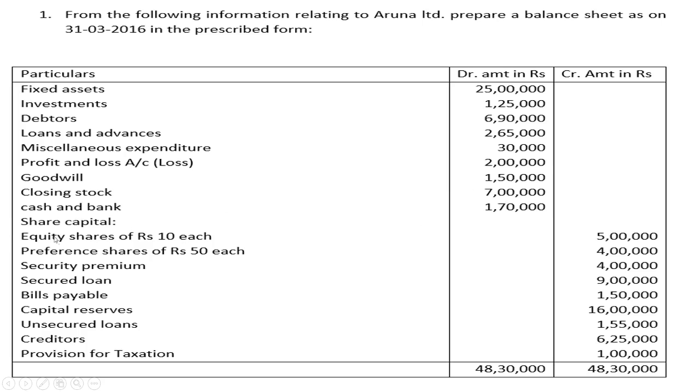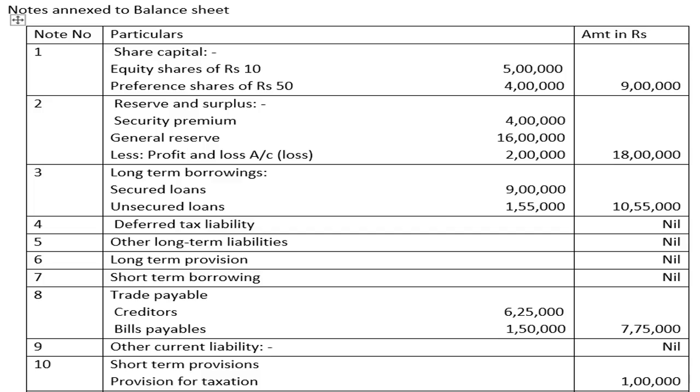The share capital: equity shares of rupees 10 each 5 lakh, preference shares of rupees 50 each 4 lakh, security premium 4 lakh, secured loan 9 lakh, bills payable 1 lakh 50,000, capital reserves 16 lakh, unsecured loan 1 lakh 55,000, creditors 6 lakh 25,000, provision for taxation 1 lakh. The total is 48 lakh 30,000.